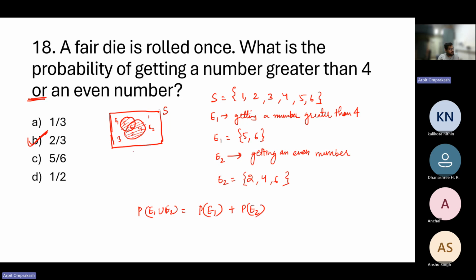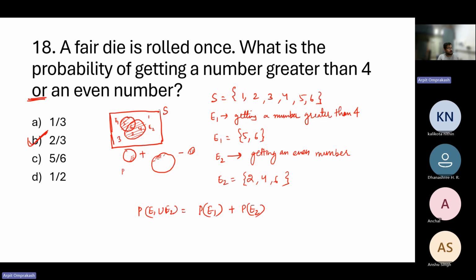So probability of E1 union E2, which is the shaded region, will be probability of E1, which is this, plus probability of E2, which is this, minus probability of this middle region. Because notice this region is present here and this is also present here. So this we are counting twice. So we need to subtract that once, right?